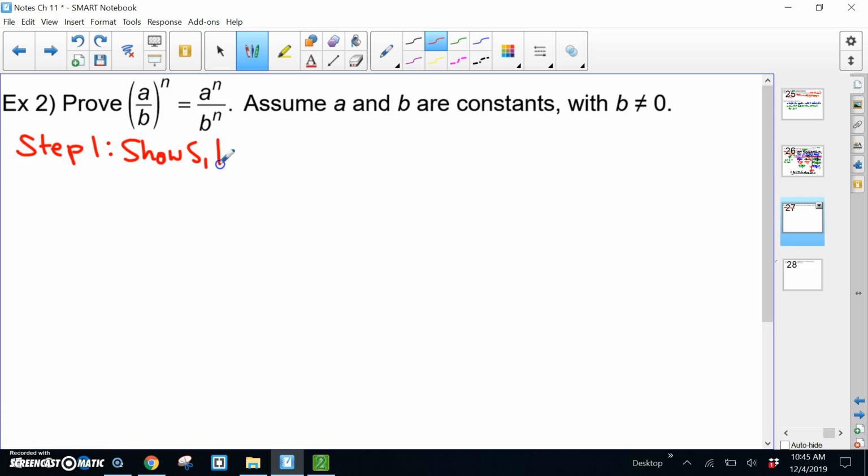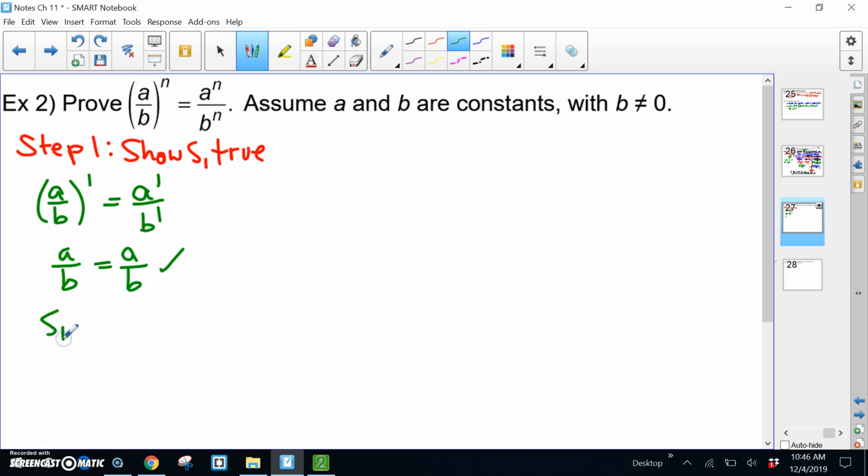Show S1 is true. So typically you're either going to look at the first term or you're going to plug in n equals 1. And that's what we're going to do. So, check it out. You've got (a over b) to the first power equals a to the first over b to the first. And that's pretty obvious that a over b equals a over b. Okay, so that's true, right? So S1 is true. I've just shown that you knock over the first domino. Step 2 is the hard part.